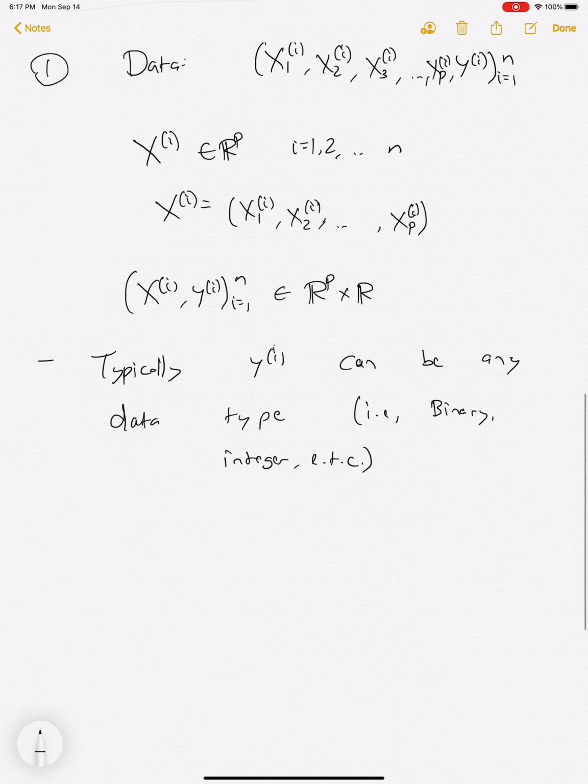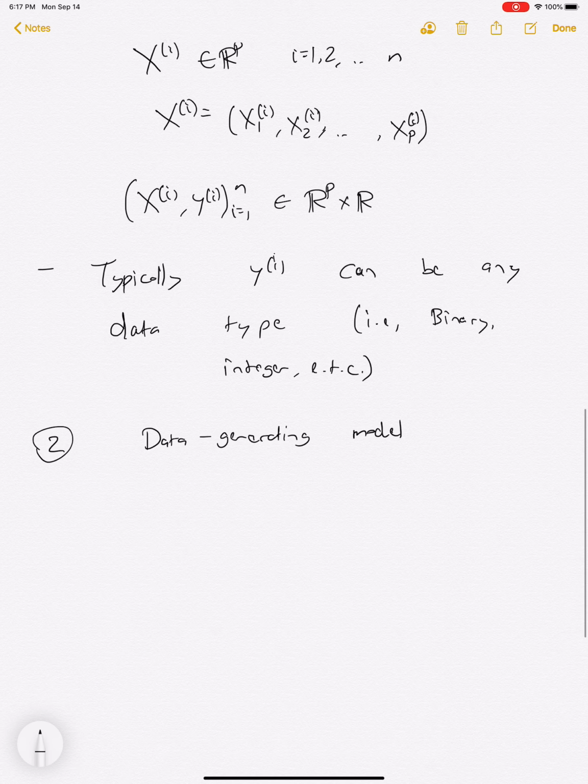And so the next thing we're going to focus on is this data generating model. This is the second component of our statistical framework, and this is where we use the idea of exponential families. So we're going to let this denote an exponential family distribution that we defined earlier.